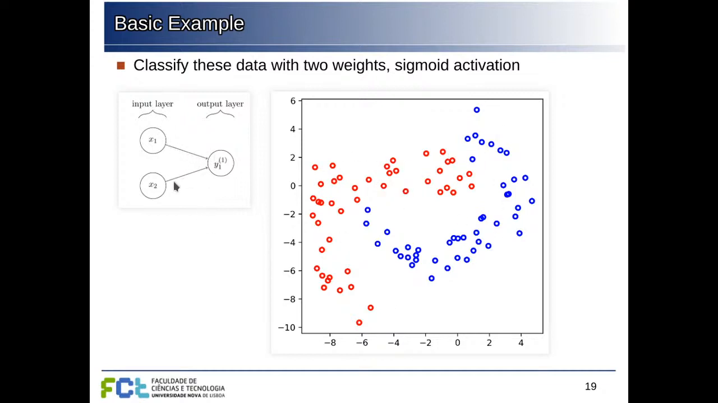We have two weights, each one multiplied by one of the features, and then we use the sigmoid activation to tell us whether this should be red or blue. So if it's close to 1, we say it's red. If it's close to 0, we say it's blue.